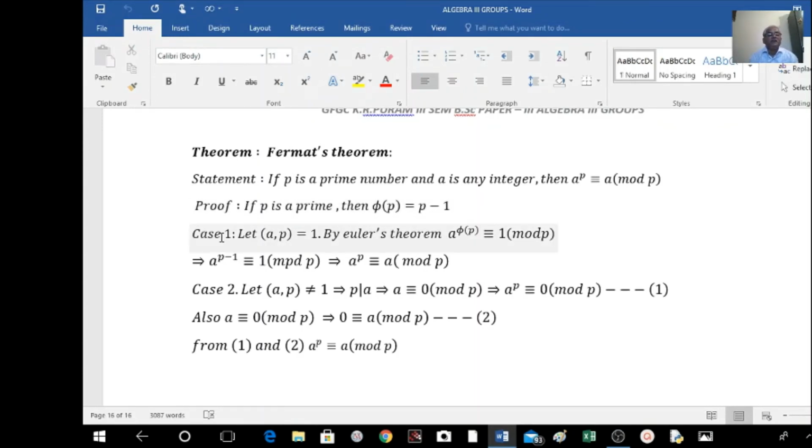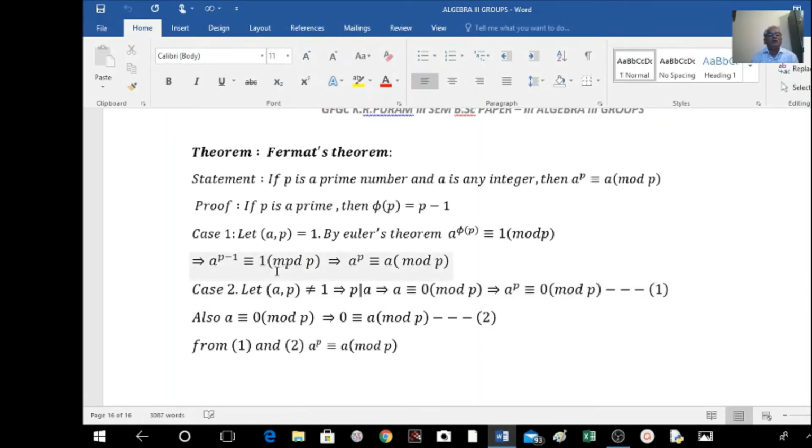Now let me consider two cases here. Case 1: a comma p equal to 1, and case 2: a comma p not equal to 1. First case, let gcd of a and p equal 1, then we have already proved by Euler's theorem that a to the power of phi of p is congruent to 1 mod p. What is this phi of p? Phi of p is nothing but p minus 1 here. So this implies a to the power of p minus 1 is congruent to 1 mod p.